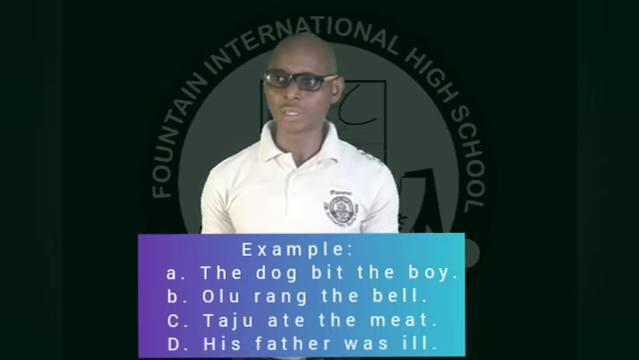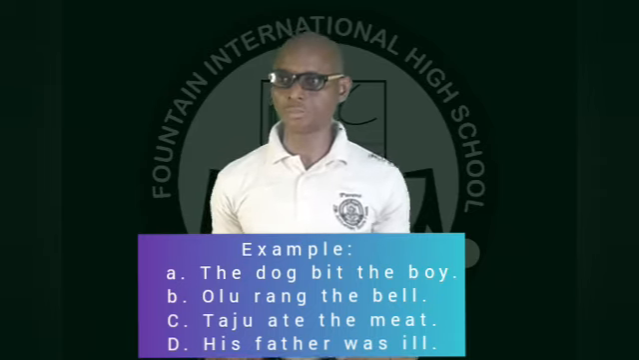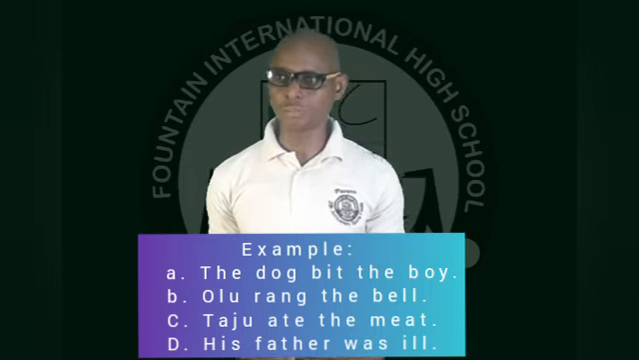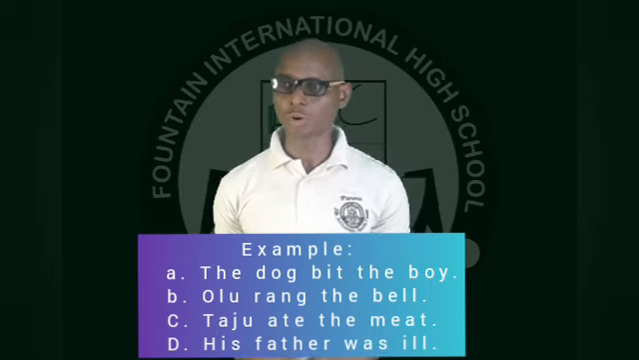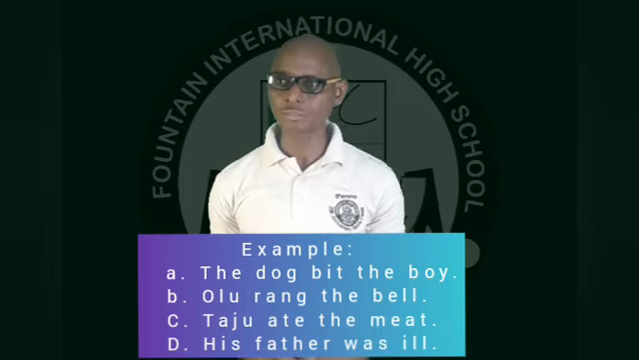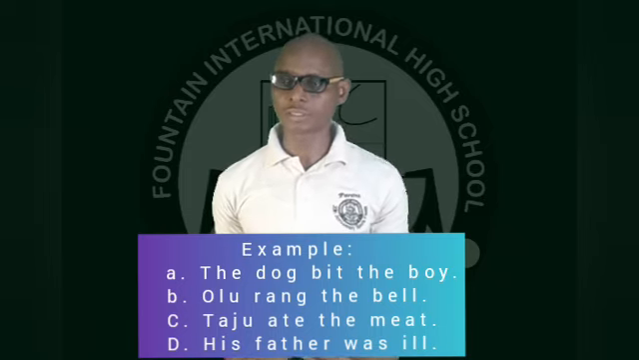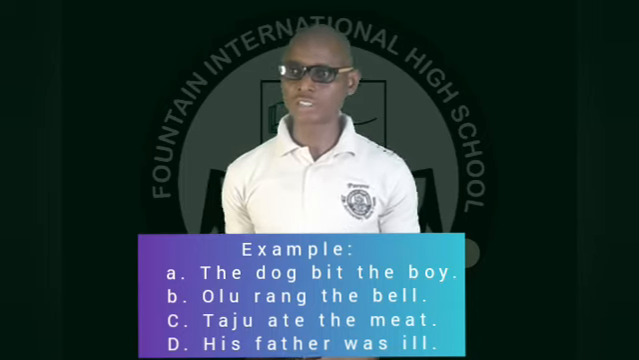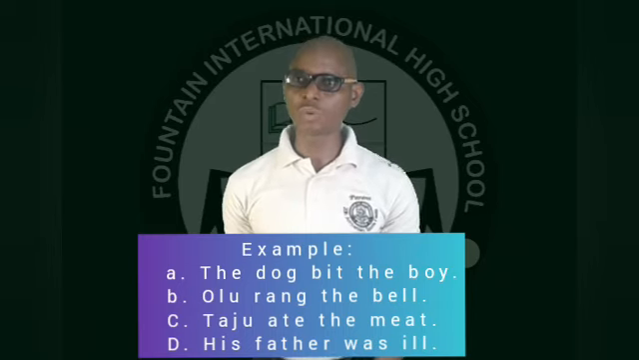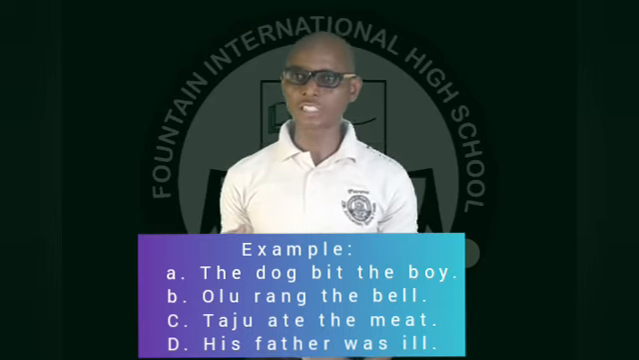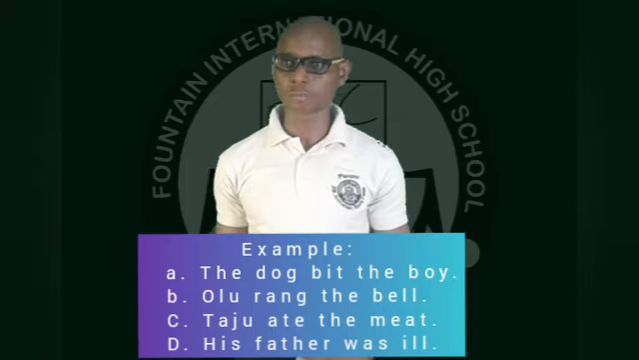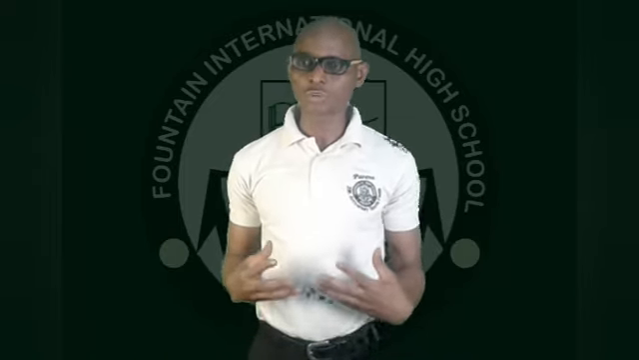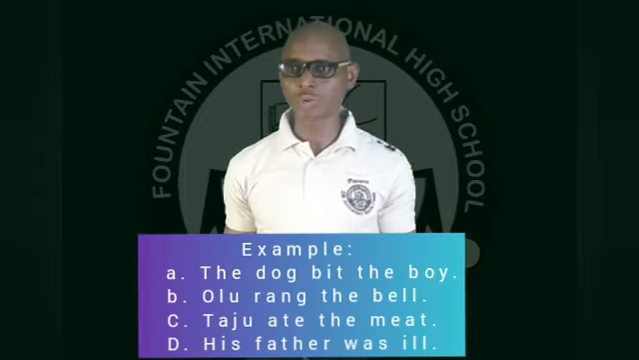The dog beat the boy. Or Olu rang the bell. Taju ate the meat. His father was ill. If you look at all the examples we have given, you can see that each of them contains only one idea. That is, it expresses only one thought. That is why we classify it as a simple sentence. It has just one clause. That's why we call it a simple sentence.